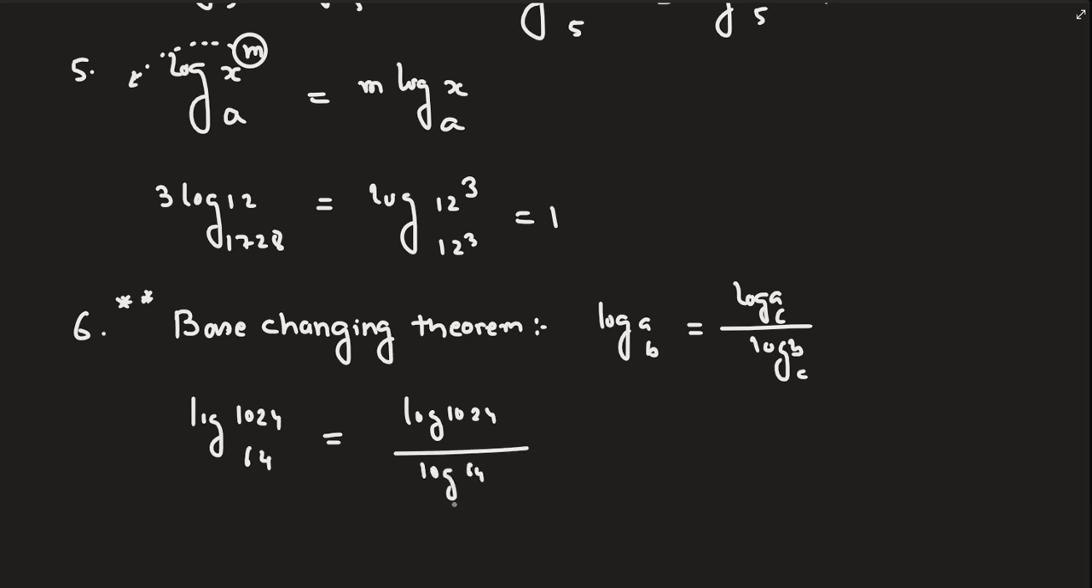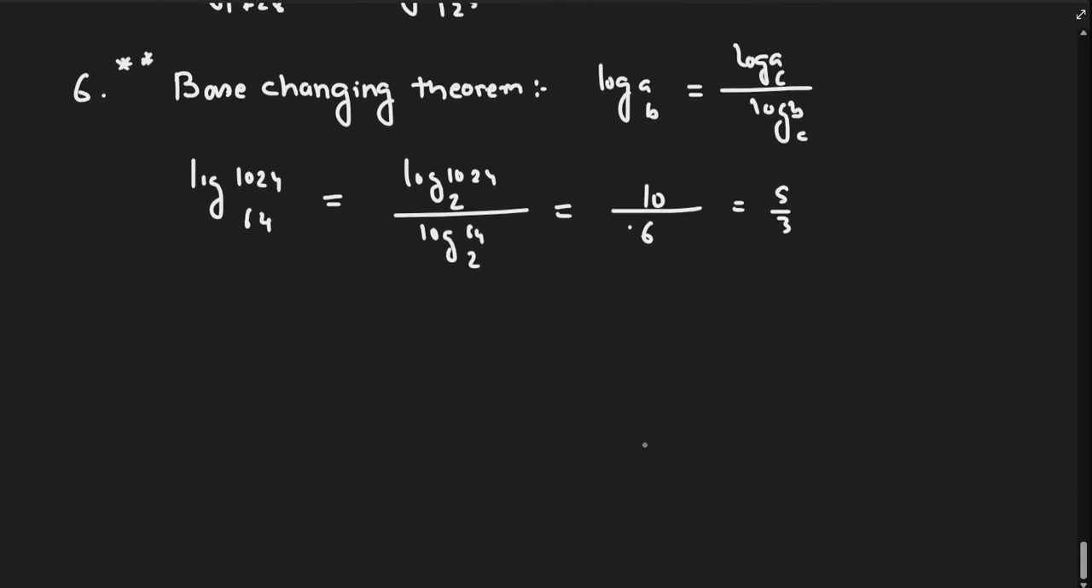So we can put one base by which that base to the power something will be 1024. I am taking here 2, here 2. All of you know that the answer will be what? 2 to the power 6 is 64 and 2 to the power 10 is 1024. So the answer is 5 by 3. So this is the use of this property. Very nice and important property. We can do many sums on the basis of this.